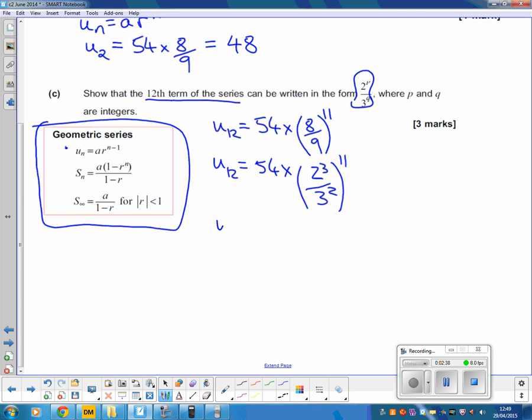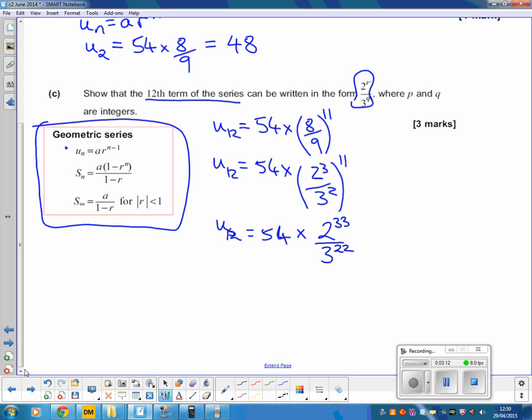Okay, what else can we do? Well, we can use our rules of indices on this term with the 2s. So we've got 2 cubed to the power of 11. So that's 2 to the 3 times 11, which is 33. Oh, my multiplications became equals. Just change that. And we've got 3 squared to the power of 11. So that's 3 to the 2 times 11, which is 22. We're getting close. We've got the 2s and the 3s. We've just got the 54 left.